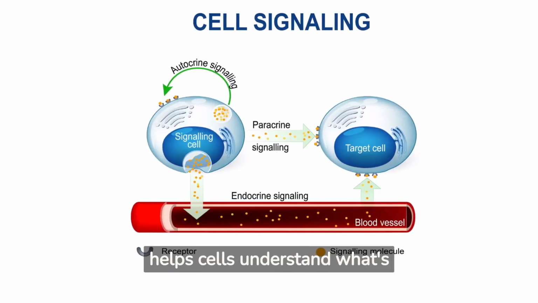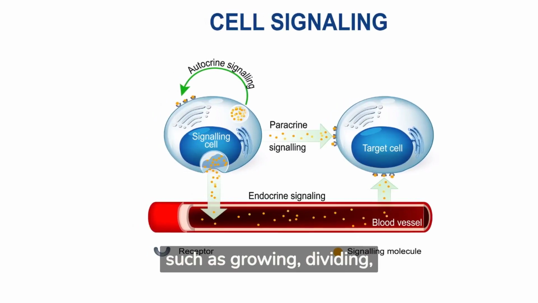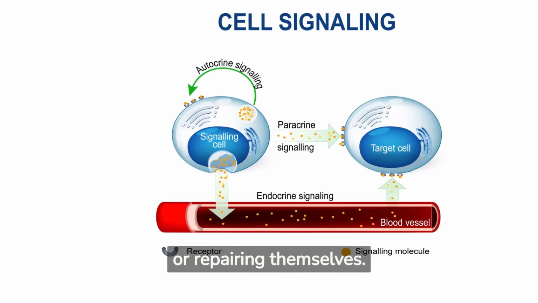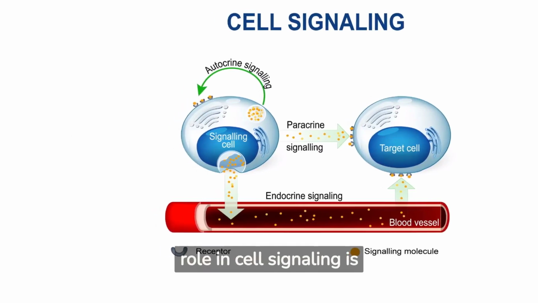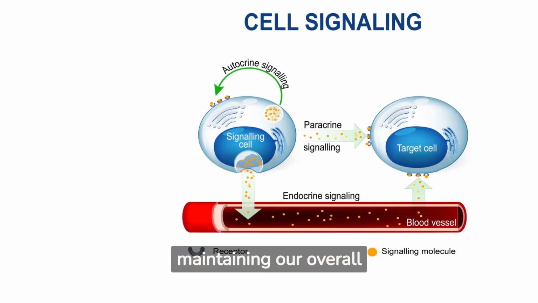This helps cells understand what's happening around them and make decisions about what to do next, such as growing, dividing, or repairing themselves. Calcium's role in cell signaling is crucial for keeping our body's systems working together and maintaining our overall health.